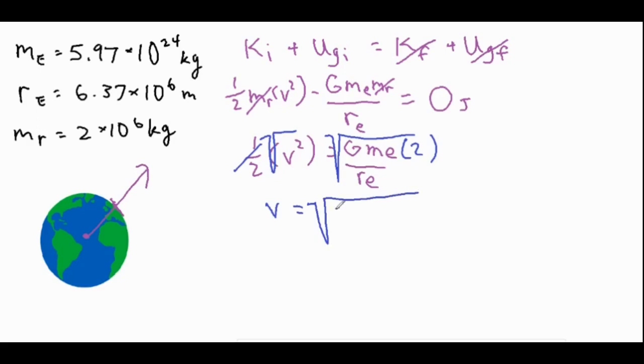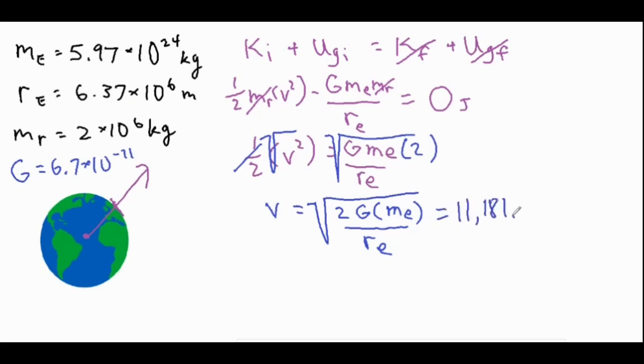Velocity equals the square root of 2 times the constant G times the mass of the Earth divided by the radius of the Earth. The constant G is 6.67 times 10 to the negative 11th. I'll go ahead and write that on the side over here. And then we have the mass of the Earth and the radius of the Earth over here. So if we plug all those things in, we get a velocity of 11,181.4 meters per second.